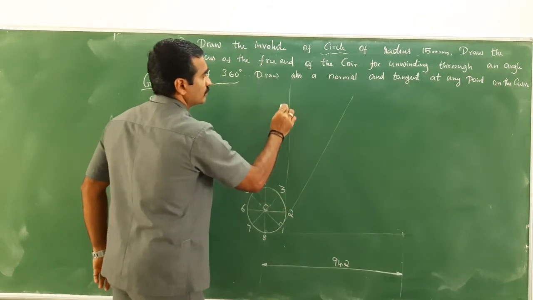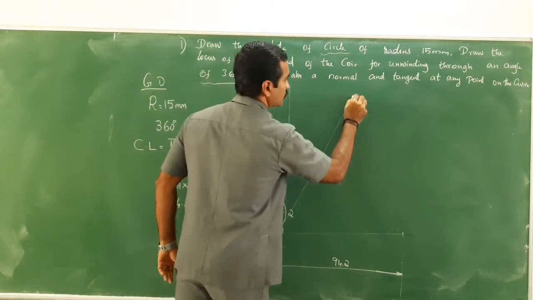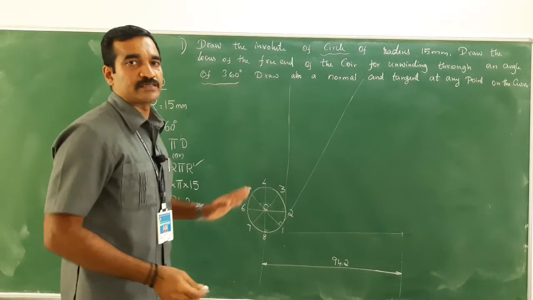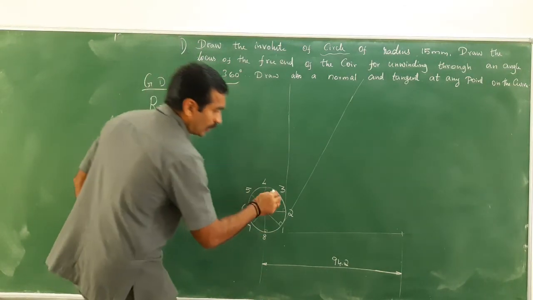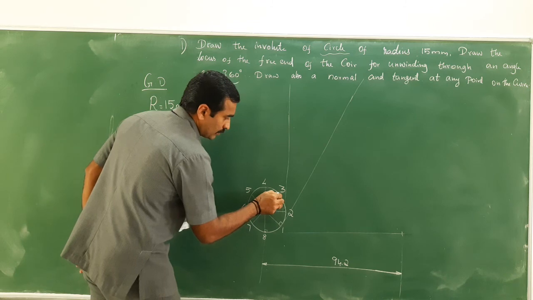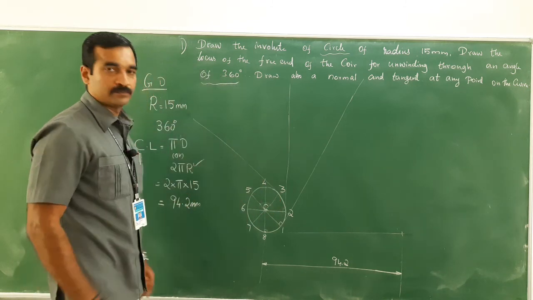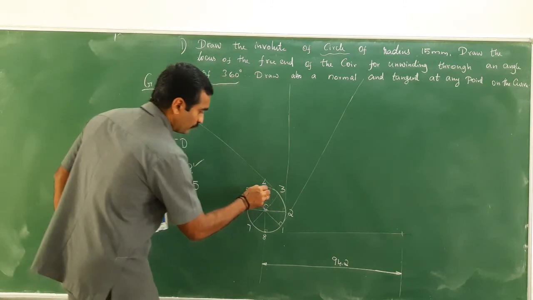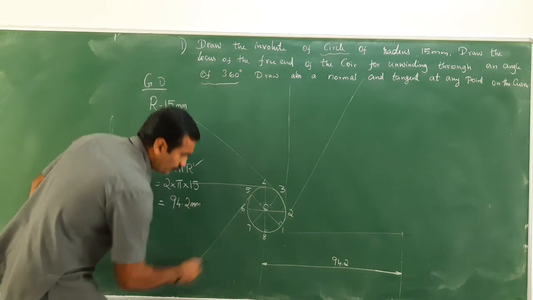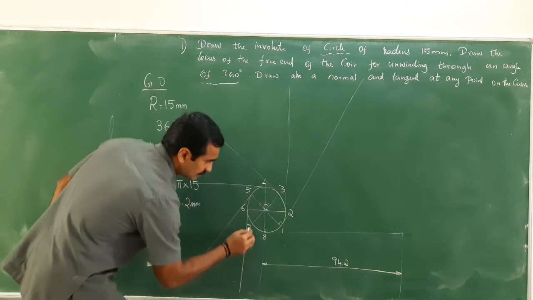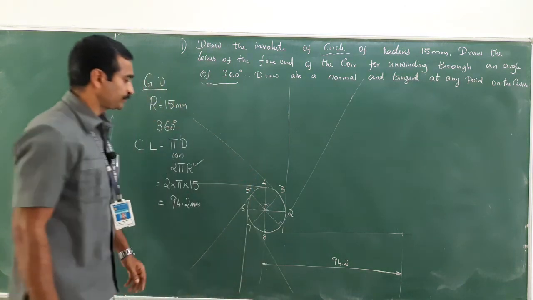Extend it. I don't know where exactly it's going to complete, so simply just extend those lines. Then for point 3, draw a tangential line. Similarly for 4, 5, 6 and 7.